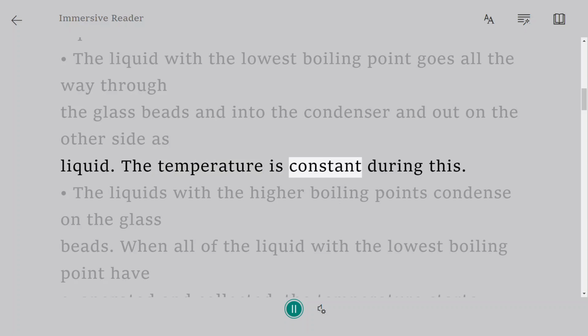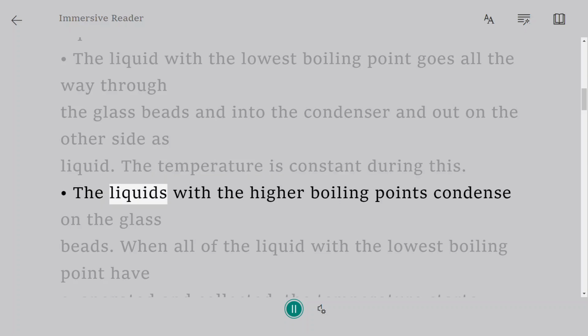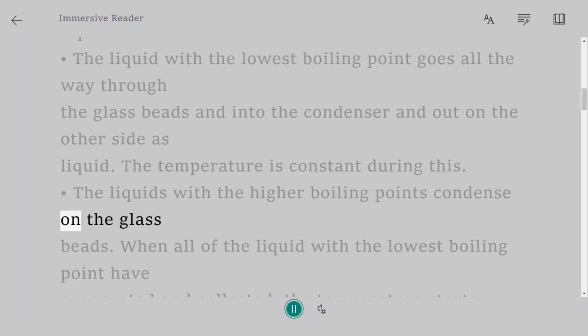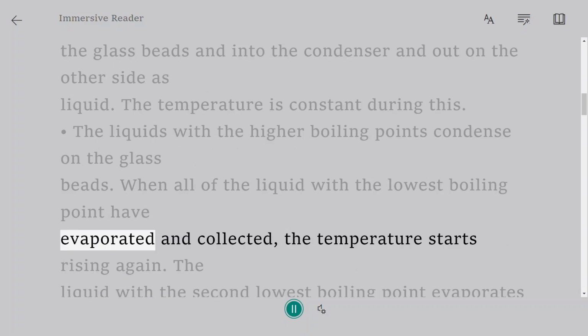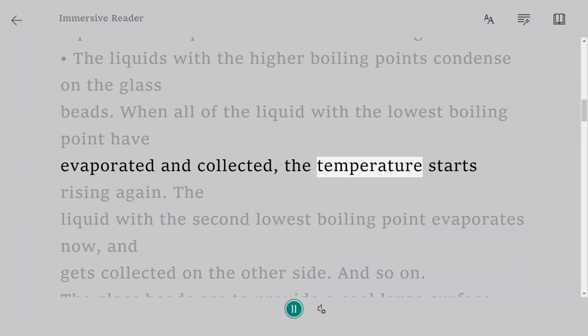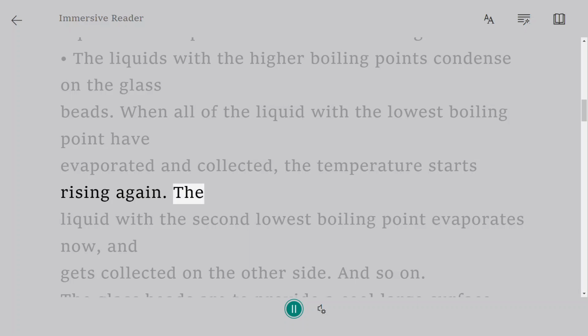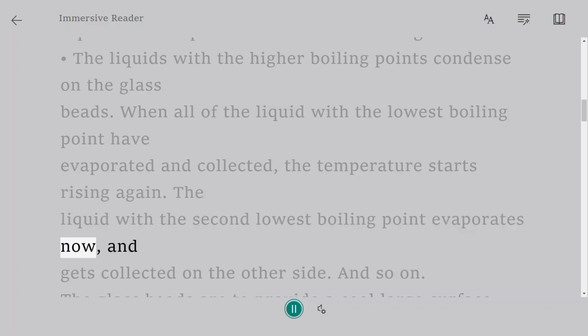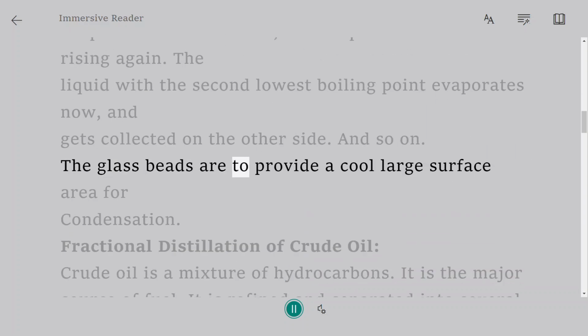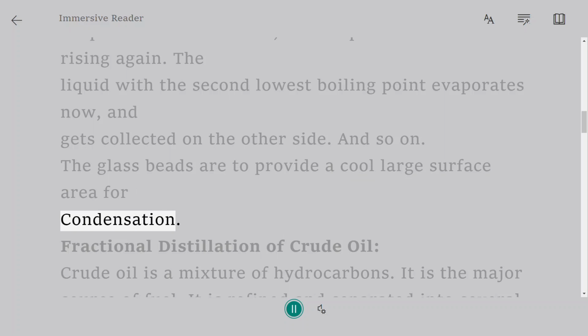The temperature is constant during this. The liquids with the higher boiling points condense on the glass beads. When all of the liquid with the lowest boiling point has evaporated and been collected, the temperature starts rising again. The liquid with the second lowest boiling point evaporates now, and gets collected on the other side, and so on. The glass beads provide a cool, large surface area for condensation.